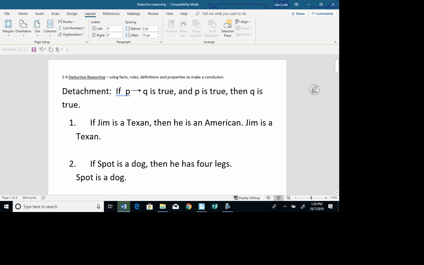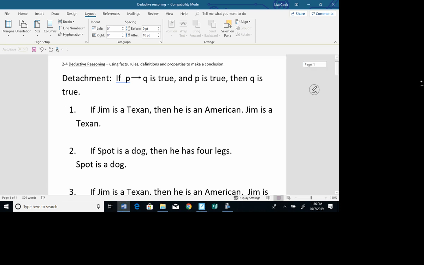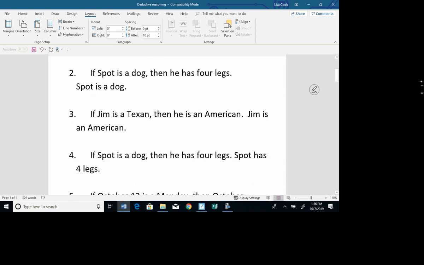Okay, number two. Mason, since you're insisting on being in Chatterbox, here's number two for us. If Spot is a dog, then he has four legs. Spot is a dog. So what can we conclude? He has four legs.